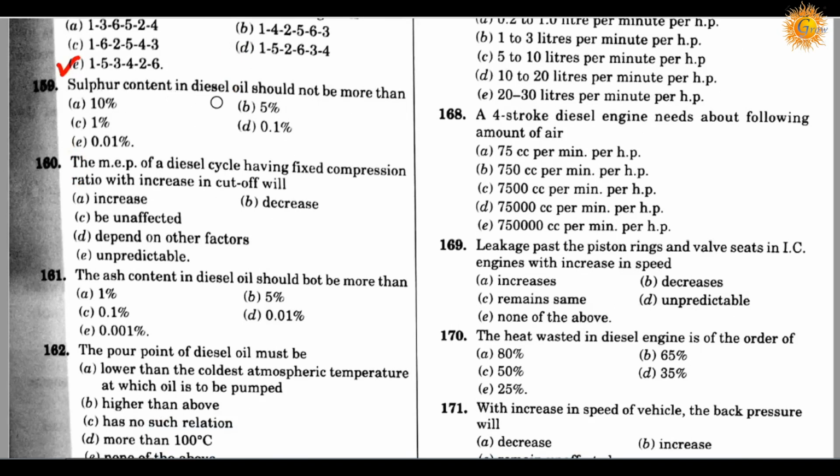Question number 159. Sulfur content in diesel oil should not be more than option A 10%, option B 5%, option C 1%, option D 0.1%, option E 0.01%.